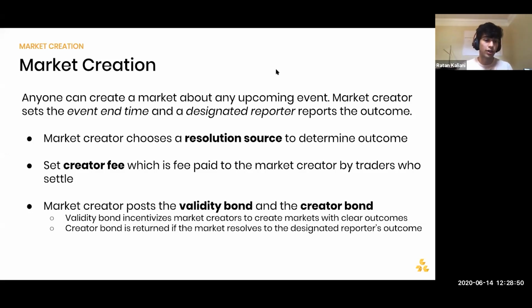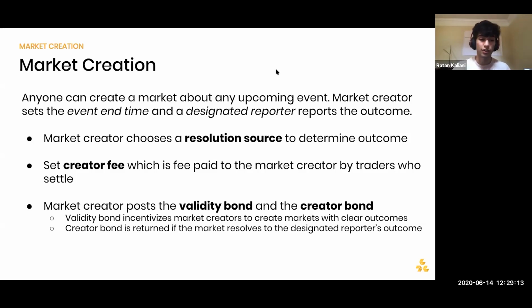So the designated reporter is someone that's trusted by the system to report the process quickly. Their outcome that they report can be disputed. It just simplifies the process for traditional prediction markets. And this designated reporter is picked by the market creator as someone who can be trusted by the community to report quickly on the true outcome of the event.